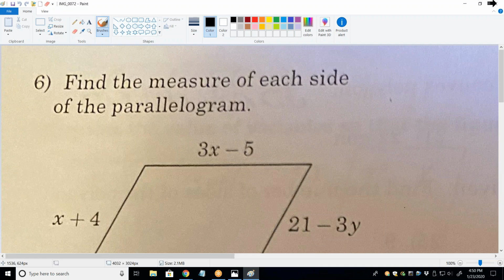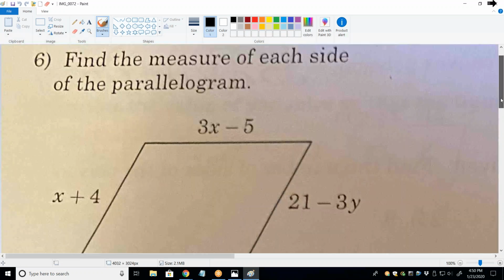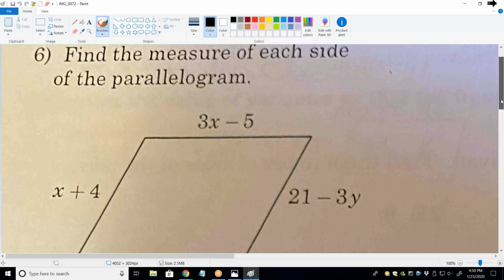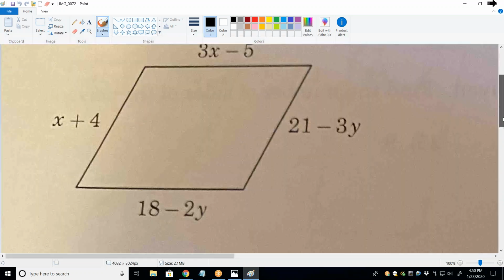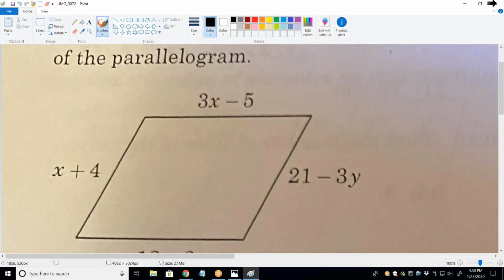Okay, we went 1, 2, 6. Is that correct? Correct. All right. So how are we going to figure out the measurement of each side? It might be as simple as it sounds, but don't I just set them equal to each other? Yep. So give me some equations. So when I do 3x minus 5 equals x plus 4.